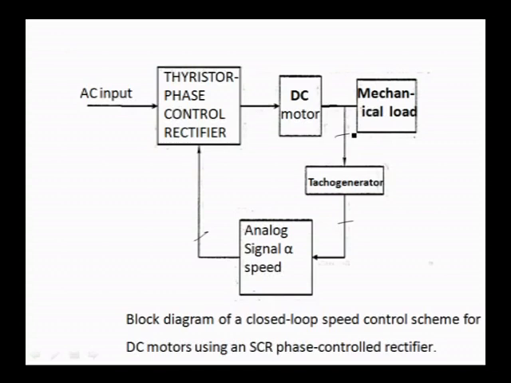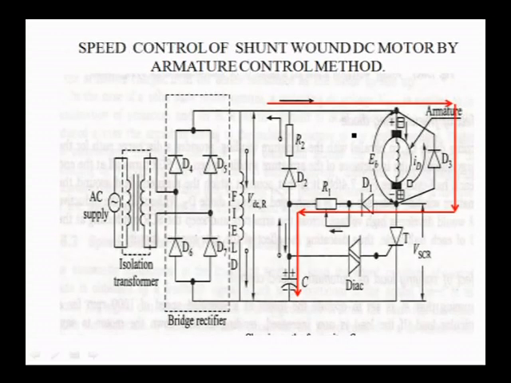Let us take up the actual circuit. This is a speed control of a shunt mode DC motor by the armature control method. Here, all the components we saw in the block diagram are available. We have a bridge rectifier, and the DC motor armature.